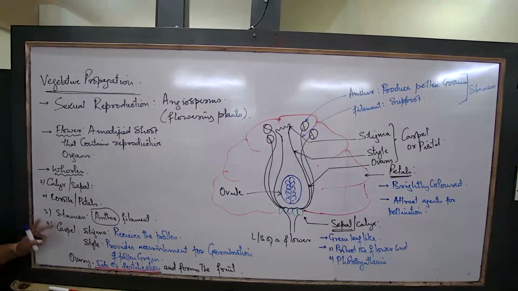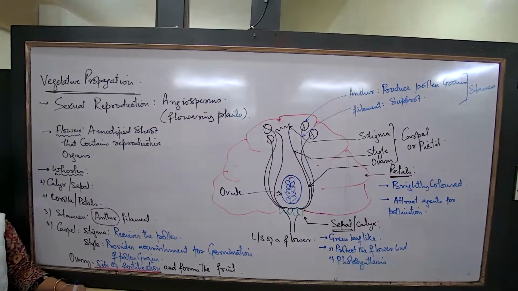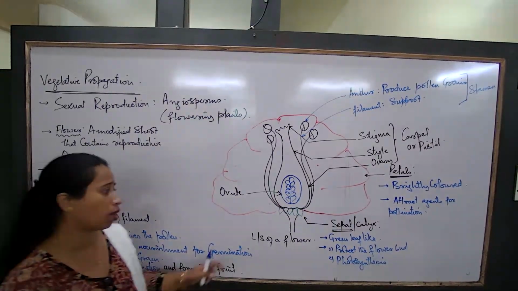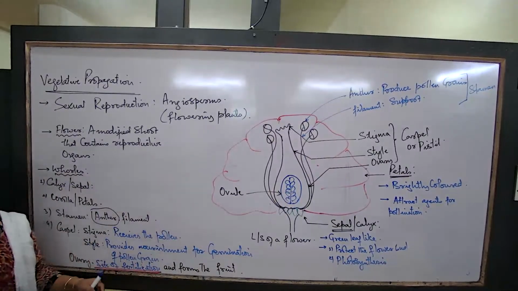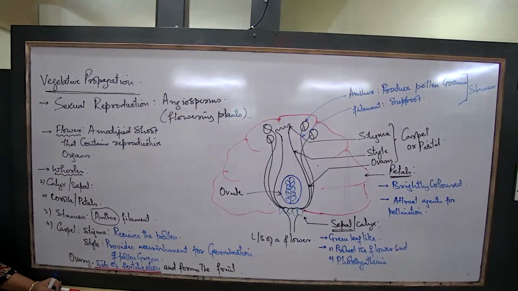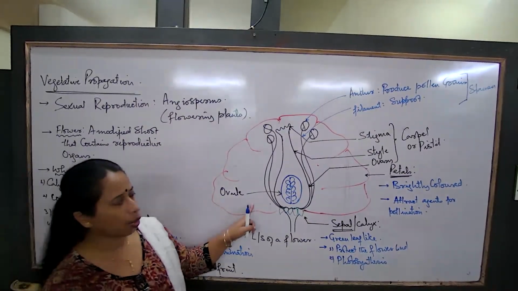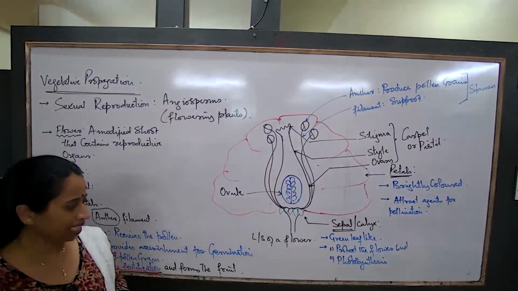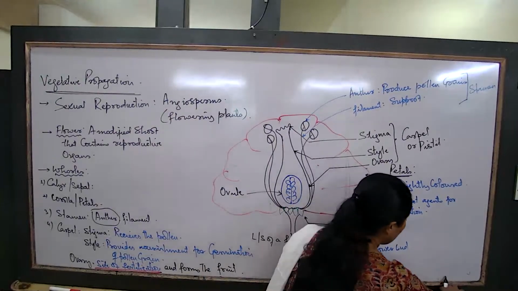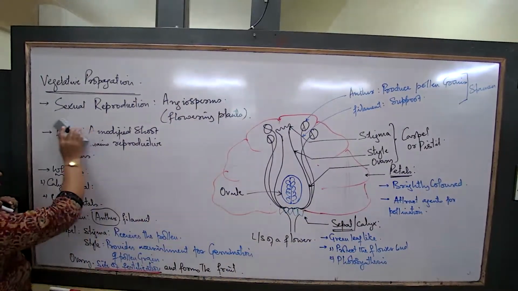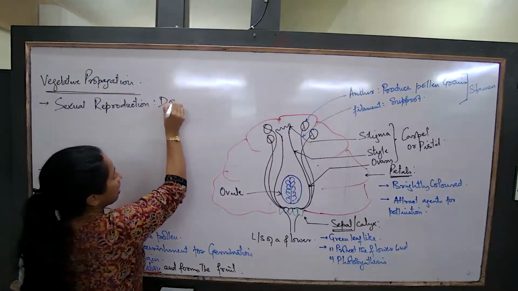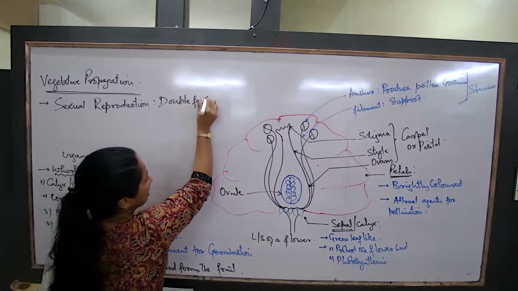Any doubt till here? The structure of the flower is clear. The parts and the functions clear. So these parts and the functions, you have to remember. Now understanding is the next topic, where you have to understand the steps and certain related questions. With this same diagram, we proceed to understand how exactly the flower gets transformed to fruit. And this process is known as double fertilization.